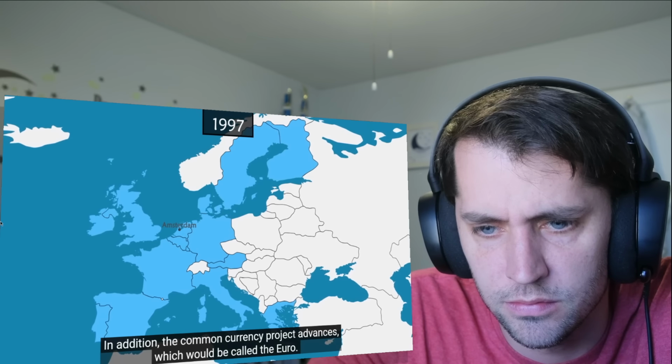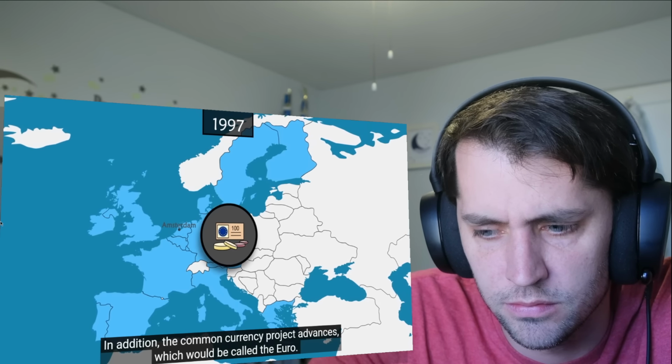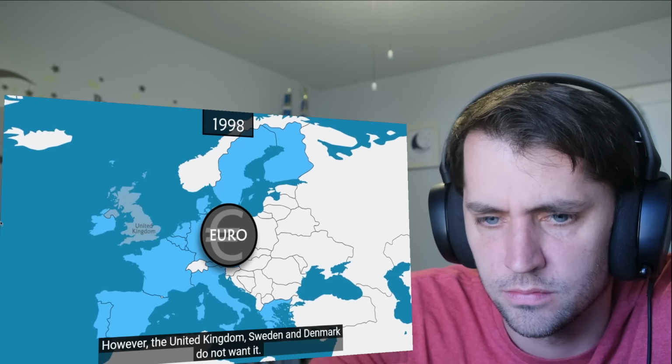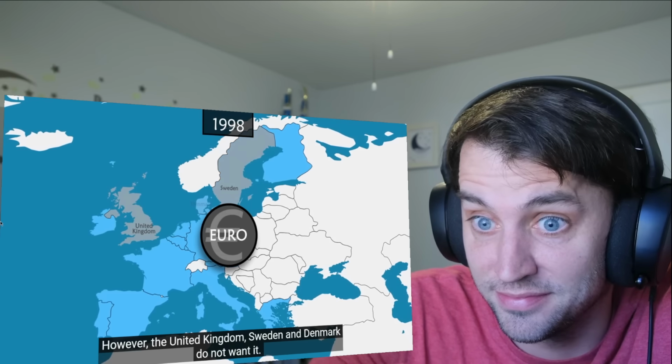In addition, the Common Currency Project advances, which would be called the euro. However, the United Kingdom, Sweden, and Denmark do not want it.